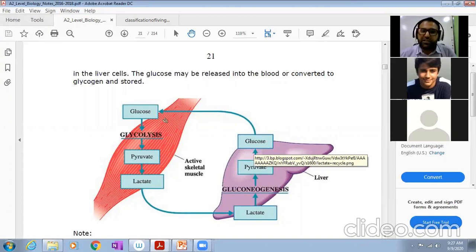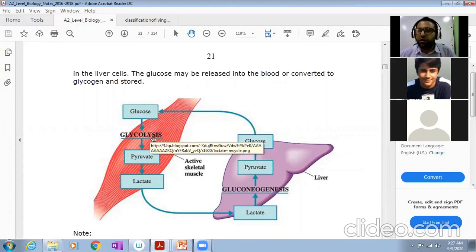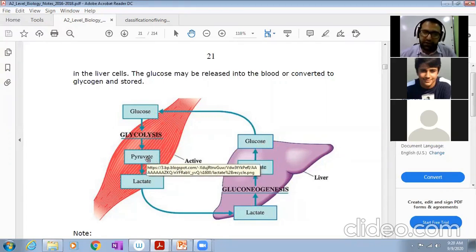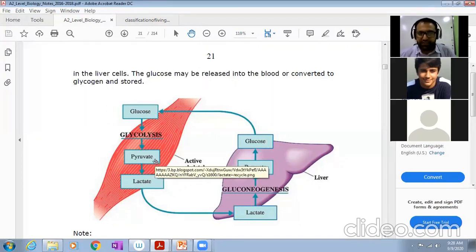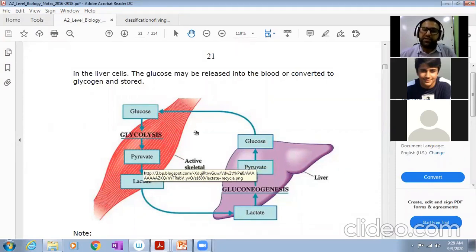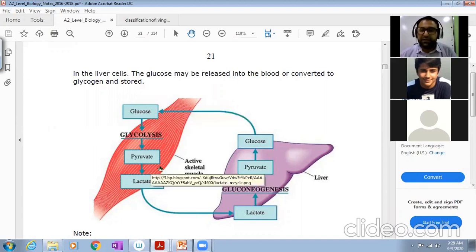And that glucose will enter once again to muscle, and glycolysis of that will happen. Now, if glycolysis is happening, definitely pyruvate will form. So again, we have two conditions here. If oxygen is present, that pyruvate will convert to acetyl-CoA and will enter the citric acid cycle. But if there is no oxygen, what will happen? That pyruvate will again convert into lactate, and that lactate will again enter blood plasma and reach the liver. So this is the complete cycle of what is happening with lactate.